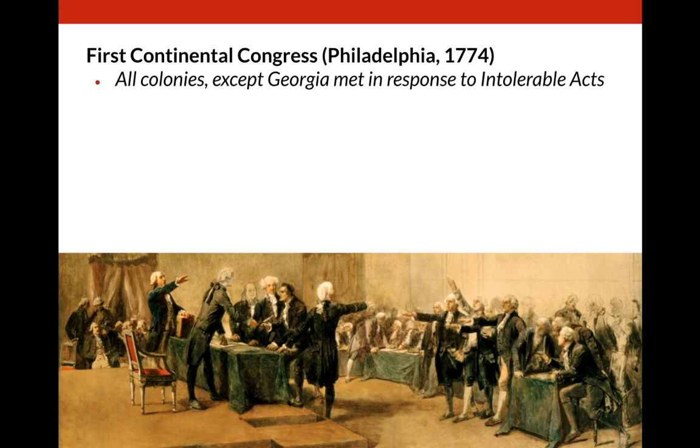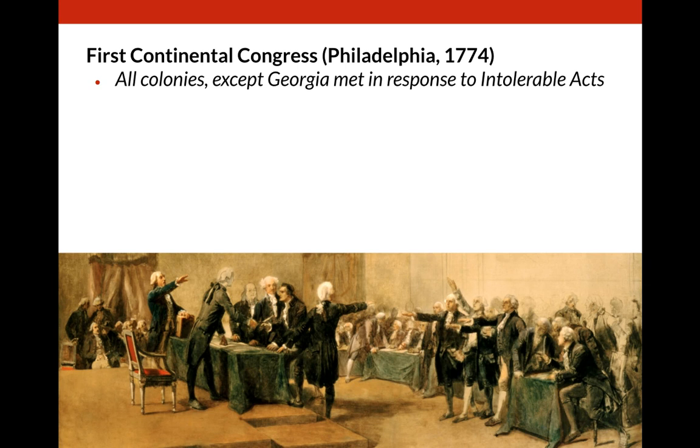They're meeting up in 1774, and every colony except for Georgia sends a representative. I'm not sure what Georgia was doing. Maybe they were eating some peaches, but everyone else sent a representative.